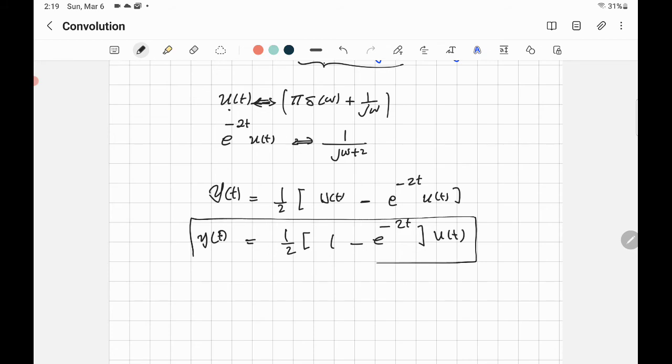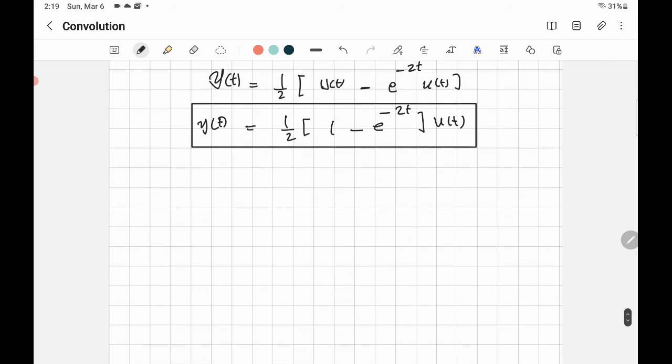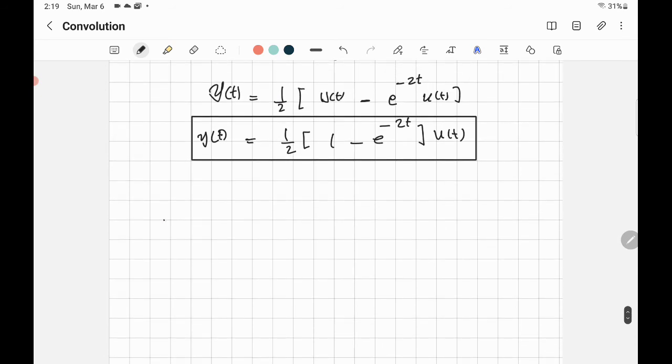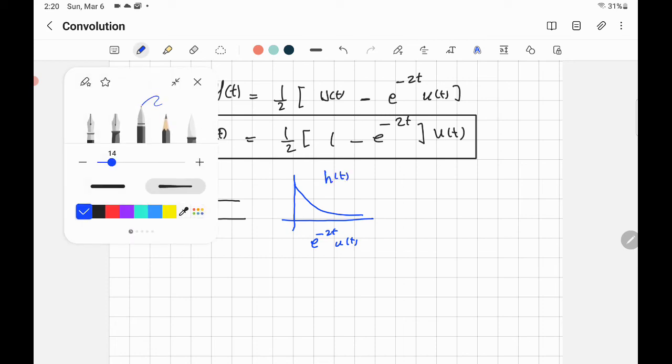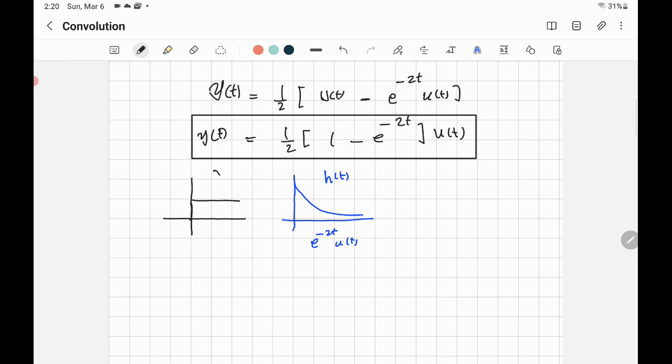in time domain. And you can make a rough sketch. It means if you have the input as a step and the impulse response of the system looks like that, e to the minus 2t u of t, that's the system, and this is the input x of t equal to unit step. So the output will be this equation. It will look like that.